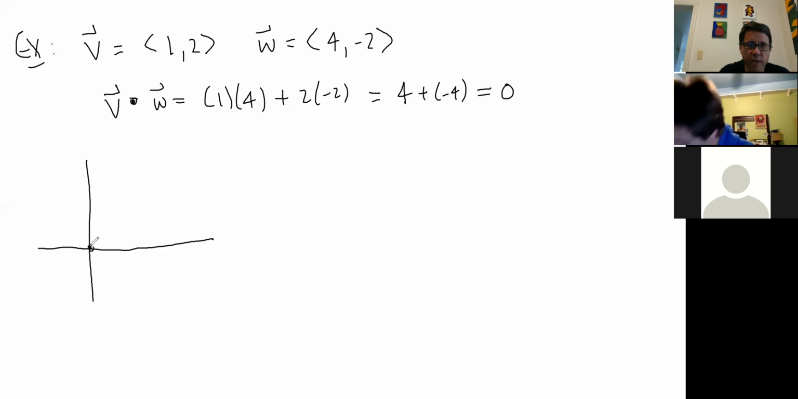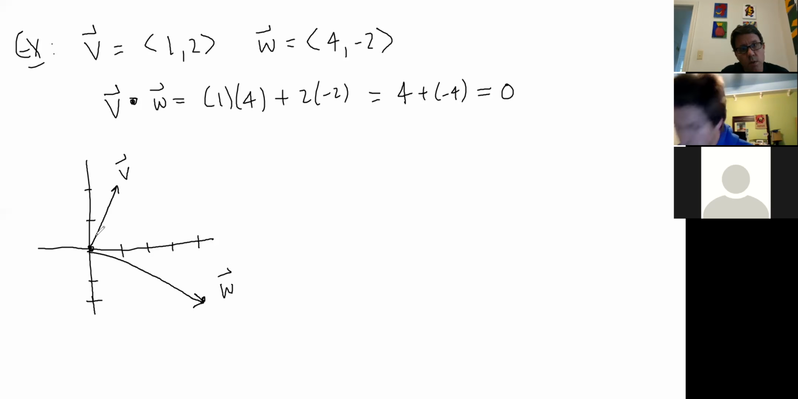If I draw the first vector where I go over 1 and up 2, then I get V. And if I go over 4 and down 2, I get W. The thing to recognize here is that if you look at the angle in between them, it turns out it's exactly a right angle. And this is a nice property, the second one that we've already derived.